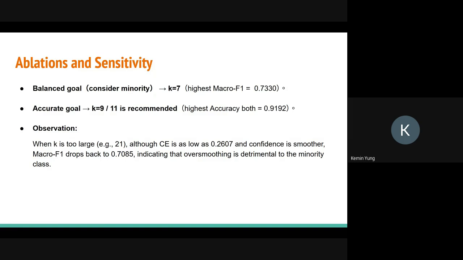So when we use k equals 7, we get the best macro F1, the highest macro F1 score. And if we want the best overall accuracy, we will choose k equals 9 or 11, and both are accurate. The accuracies are both 0.9192. But when we choose k equals 11, the CE, which is the calibration error, is lower. So 11 is better. Okay.